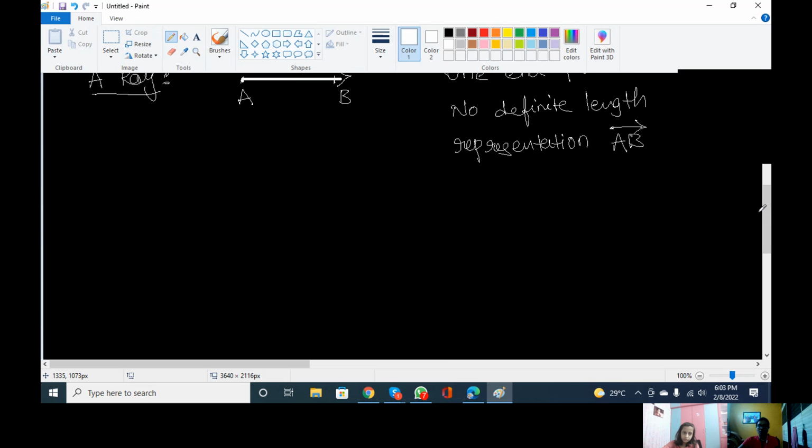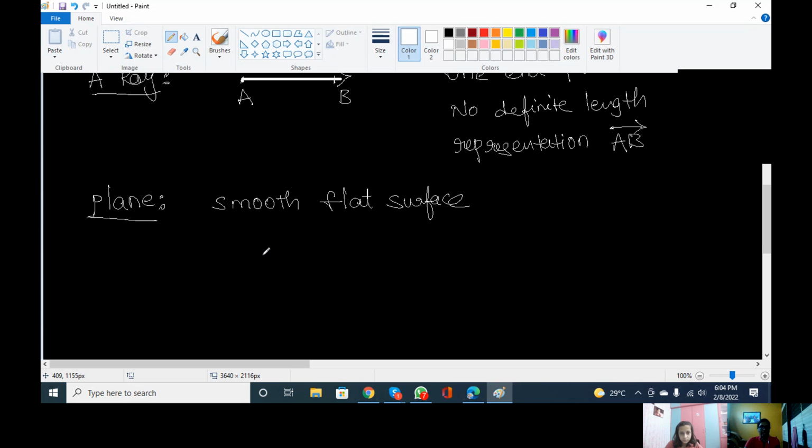Now I'm going to speak about two dimensional geometry. That is a plane. Before learning that, you have to understand what a plane is. A plane is a smooth flat surface that extends endlessly in all directions.